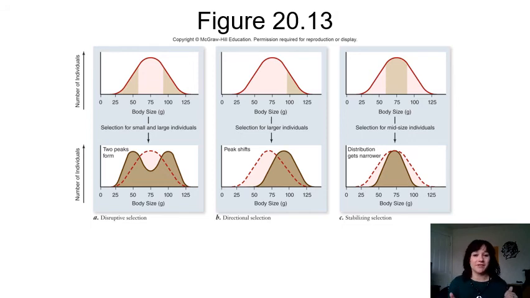So in this case, what's going to happen is that there's going to be two options for the most common size. You're going to see that about 50% of the population is going to be really big, and 50% of the population is going to be really small. But a very small percent of the population is going to be average. And so this is called disruptive because now you have two different traits that are beneficial.